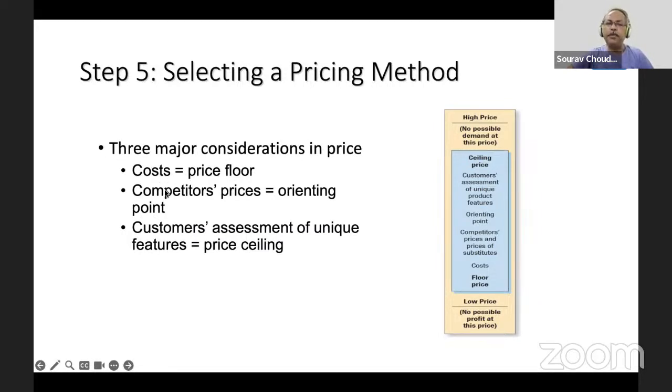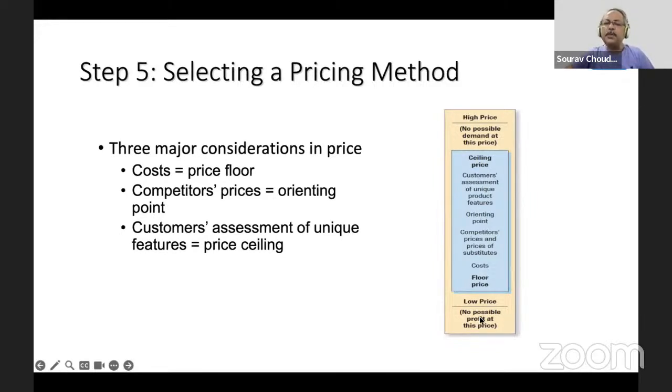Okay. Selecting a price model, three major considerations in price: cost is the price floor, competitor's price is the orienting price, and the customer's assessment of unique features is the price ceiling. Now, this is something very important to understand: what should be our ideal price? There's something called floor price. Okay, floor price is what? Basically simple cost price. Below that, if you go, it's a loss for you. You cannot sell below your cost, right? So that's called the floor price. Okay.